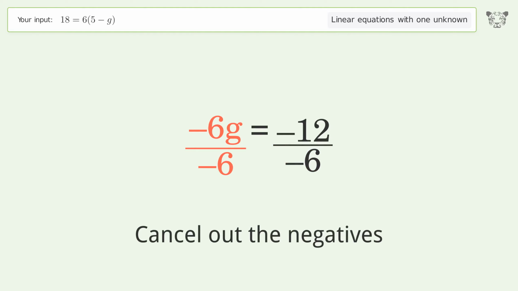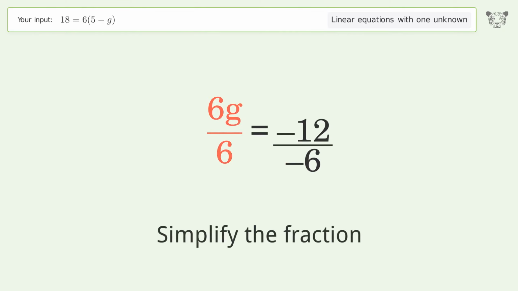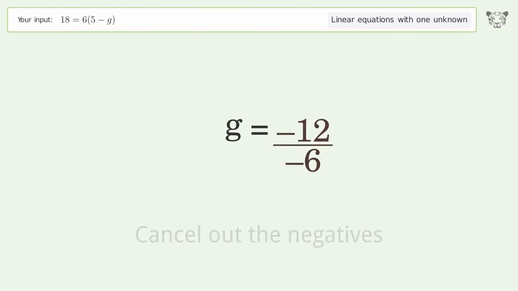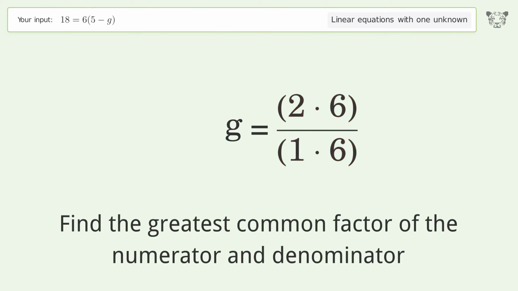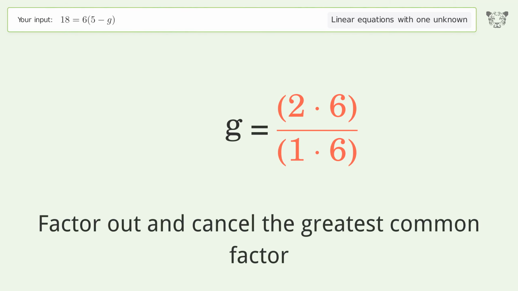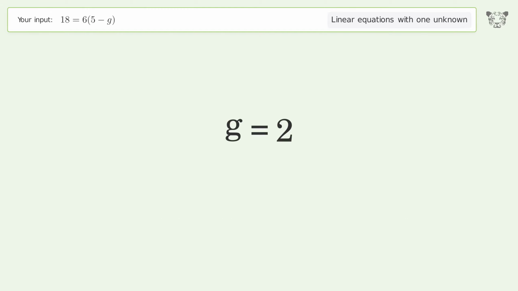Cancel out the negatives. Simplify the fraction. Cancel out the negatives. Find the greatest common factor of the numerator and denominator. Factor out and cancel the greatest common factor. And so the final result is g equals 2.